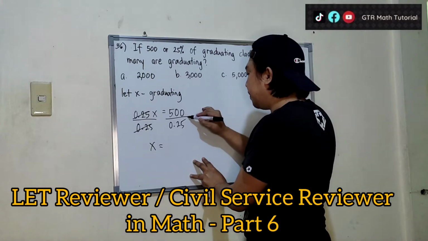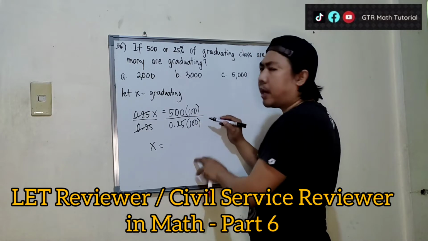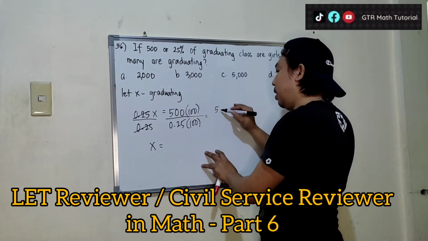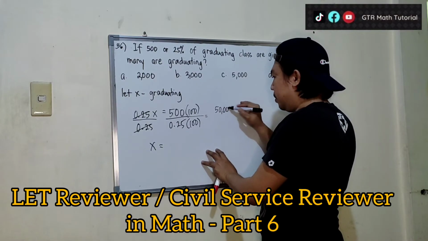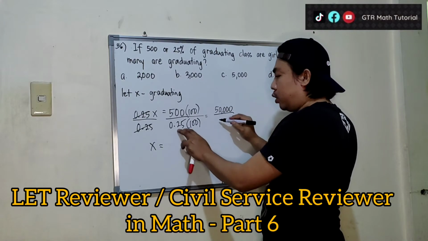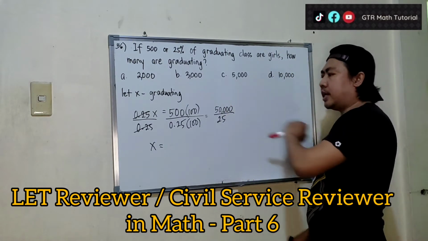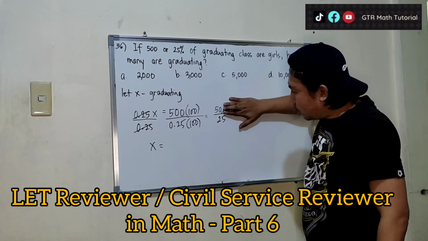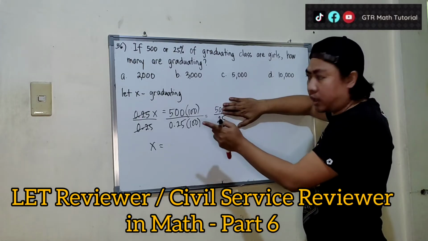So, multiply natin by 100 parehas. Para lang tayo nag-multiply ng 1 pag nag-multiply tayo ng 100. So, therefore, this will become 4 na 0. So, we have 50,000 divided by 25 times 100. So, that is 25. Then, just divide. Para huwag na kayong malito, takpan nyo na lang itong tatlong 0. So, 50 divided by 25. So, 50 divided by 25 is 2.